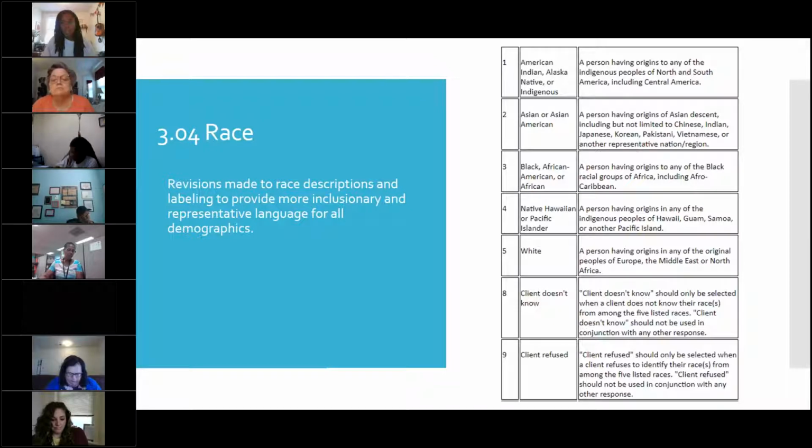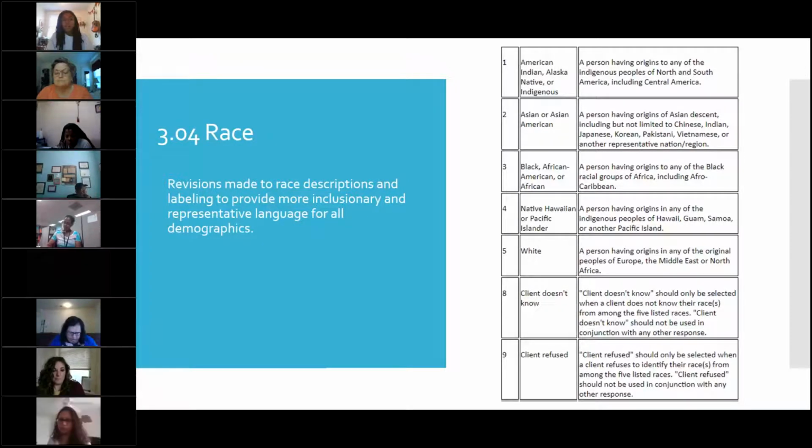So for race, there were revisions made to race descriptions and labeling to provide more inclusionary and representative language for all demographics. The purpose of the race data element is to indicate clients' self-identification of one or more out of 5 different racial categories. It is important that this data is self-identifying and should not be assumed. Allow clients to identify as many racial categories as apply, up to 5. When enrolling a client who already has a record in HMIS, verify that the race information is complete and accurate, and correct it if it is not.